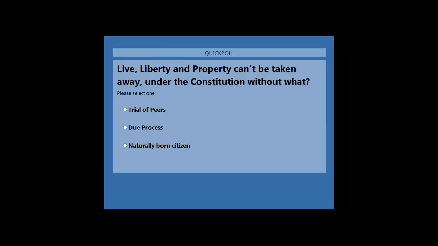So according to the Constitution, life, liberty, and property can't be taken away without what? Trial of peers, due process, or by naturally born citizens. When can life, liberty, and property be taken away? What's the only option by which people can lose their life, liberty, and property?